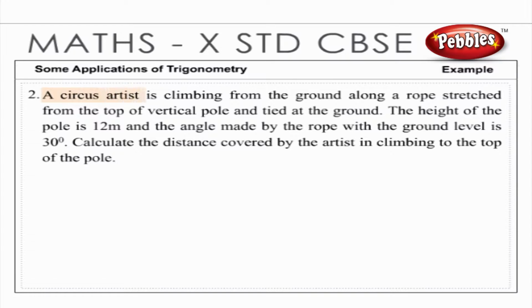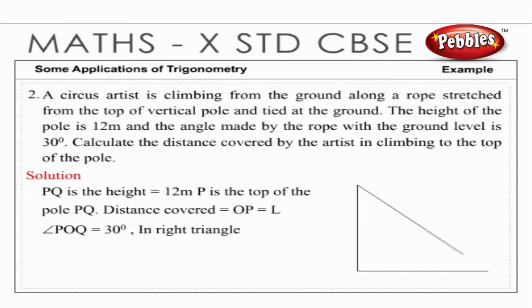A circus artist is climbing from the ground along a rope stretched from the top of a vertical pole and tied at the ground. The height of the pole is 12 meter and the angle made by the rope with the ground level is 30 degree. Calculate the distance covered by the artist in climbing to the top of the pole.